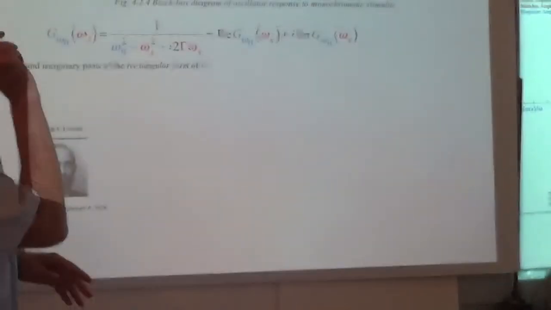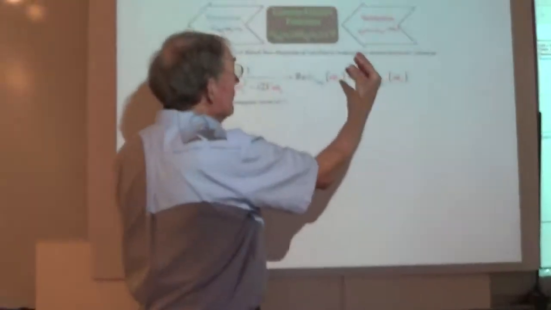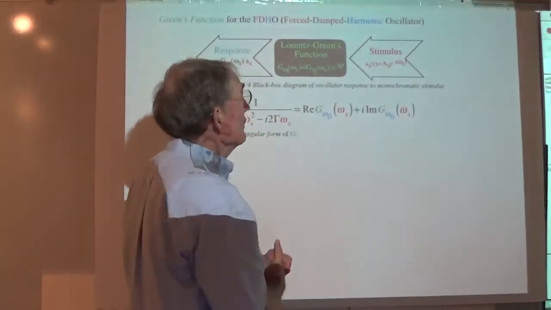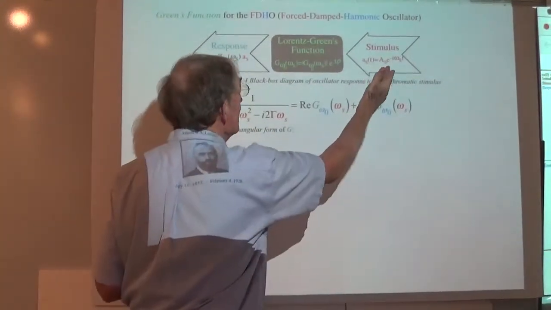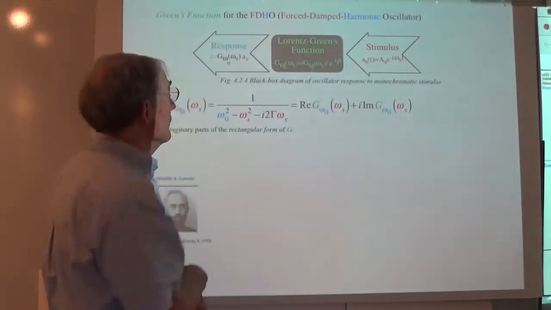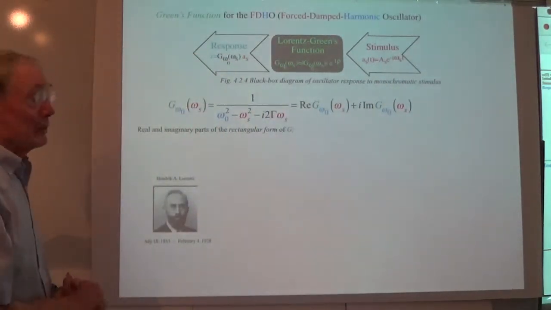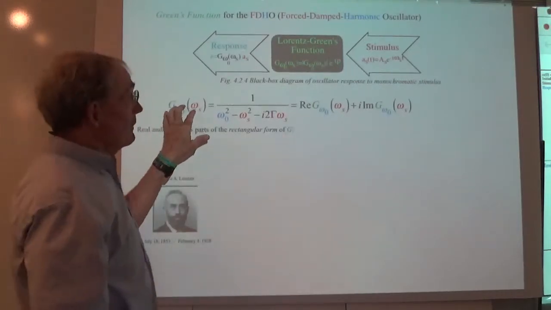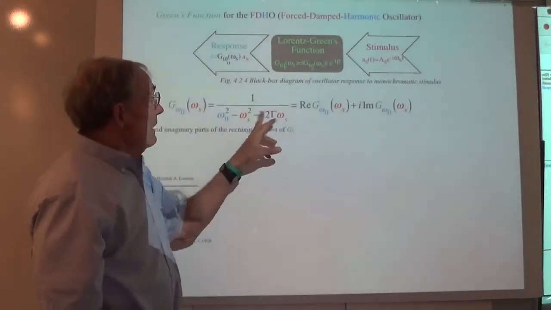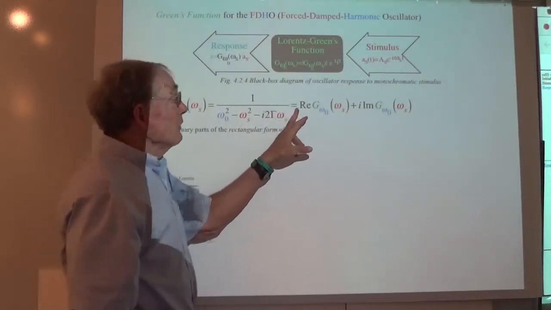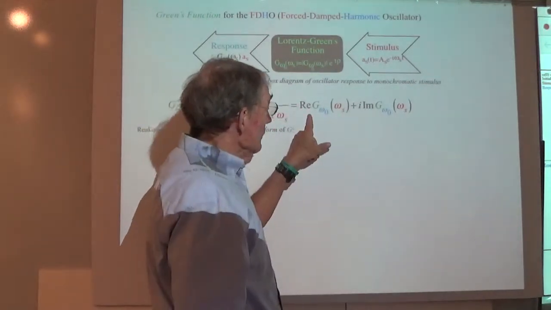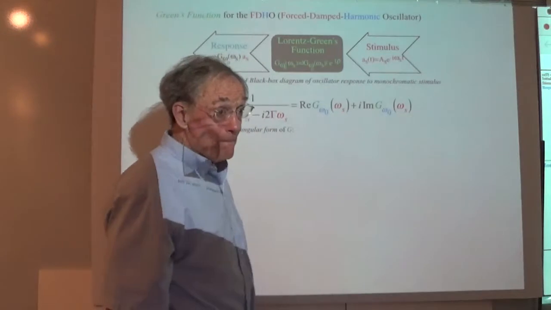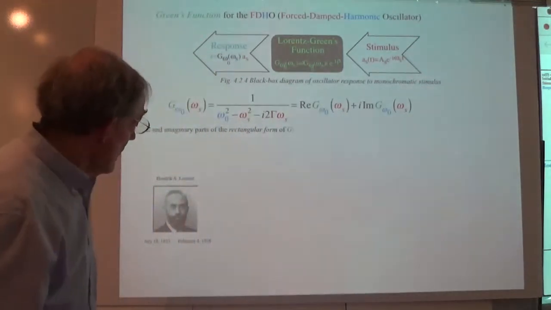Anyway, what we're going to think about is that we apply a stimulus. There's this thing right here called the Lorentz function, which multiplies the stimulus and gives me the response. How could it be simpler? So here is the thing that we're going to be multiplying. It's written this way, but it's also good to write real and imaginary parts. So how do you do that?